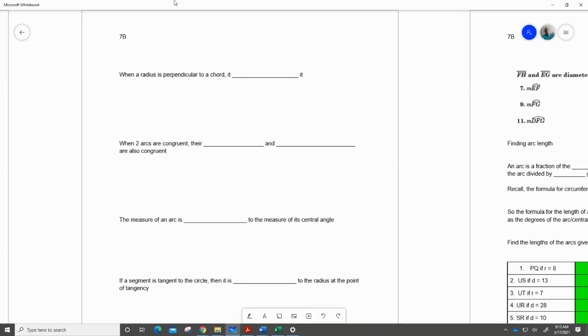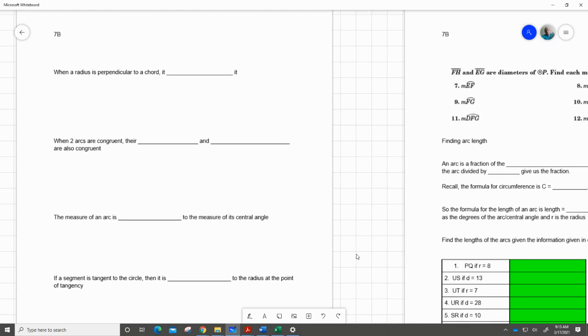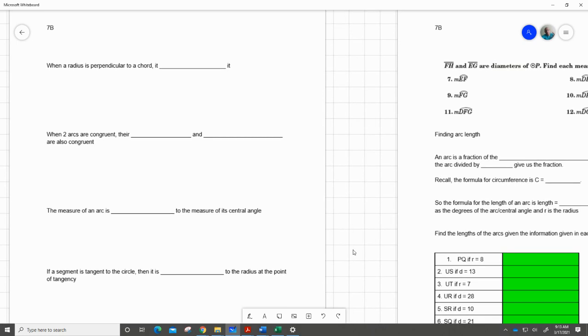Okay, good morning. I'm doing this video to give you the second page of the 7B notes. The first page of the 7B notes, you'll just copy the vocab that I put up on the board. Second page, I wanted to do a video because I wanted to break all this stuff down. So I'm going to put the definitions in these blanks, and then we'll go to GeoGebra and prove these things one by one, okay?